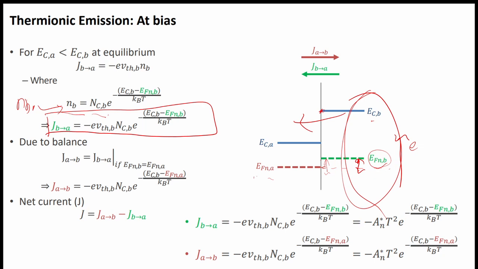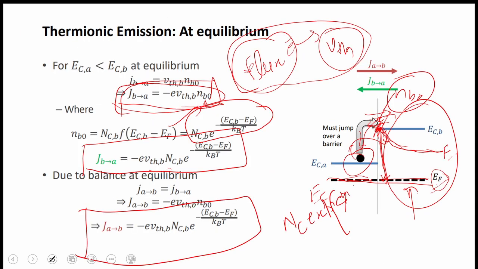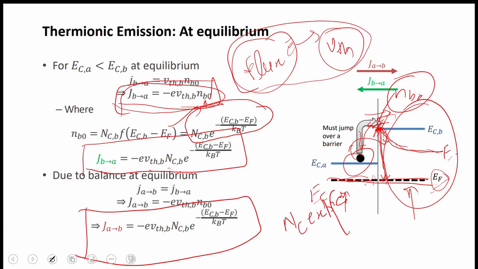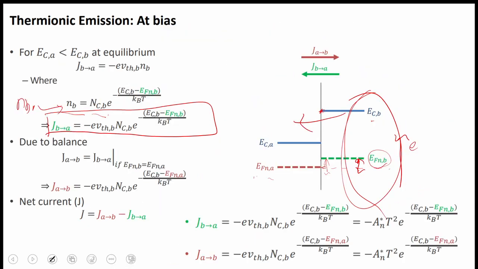Another thing is, as we have previously seen, EFNB is equal to EFNA. So there was already a current. How many electrons are flowing depends on whatever was the concentration of the electrons at this position, and they were flowing, so it was equal. Now the same thing we will apply here.